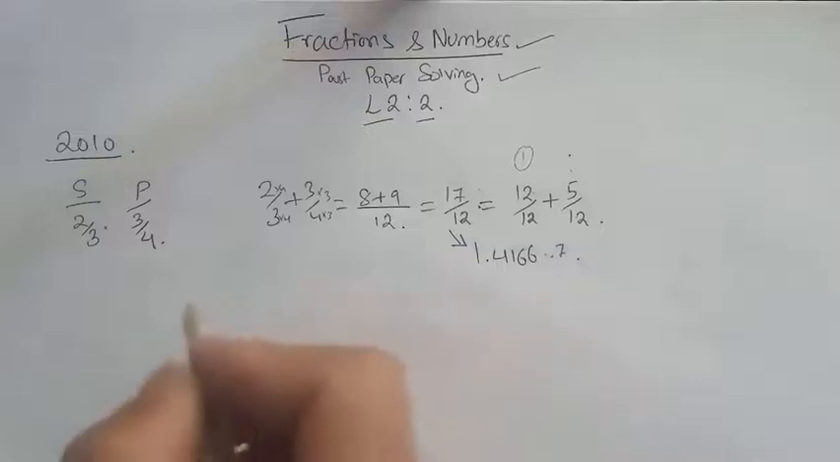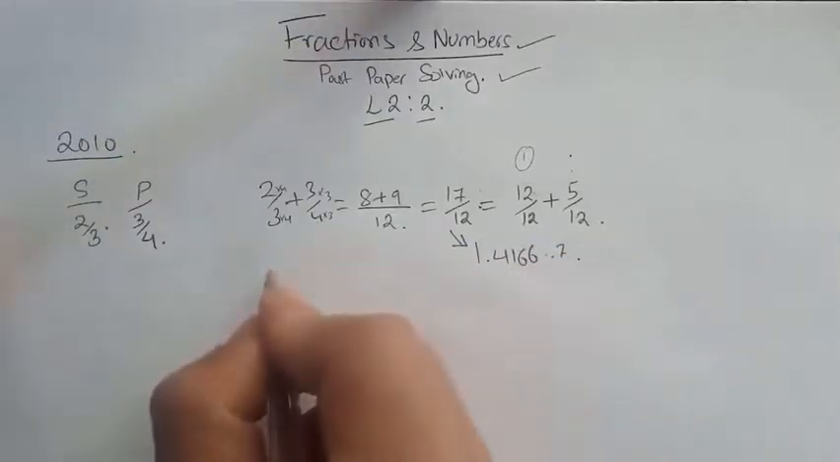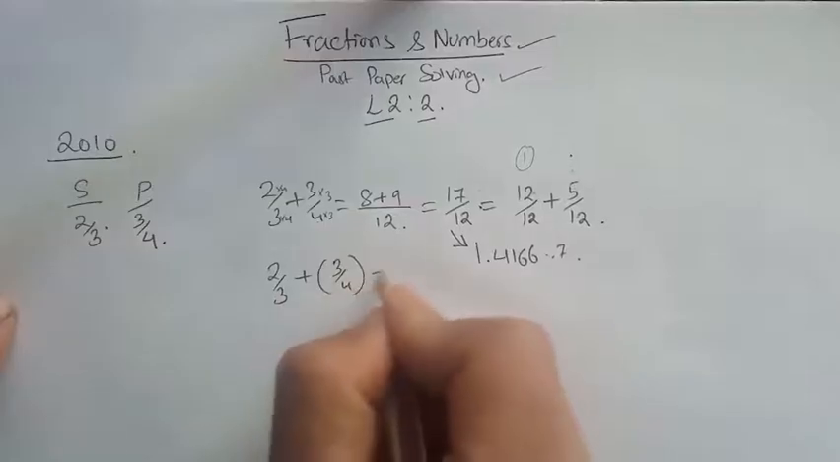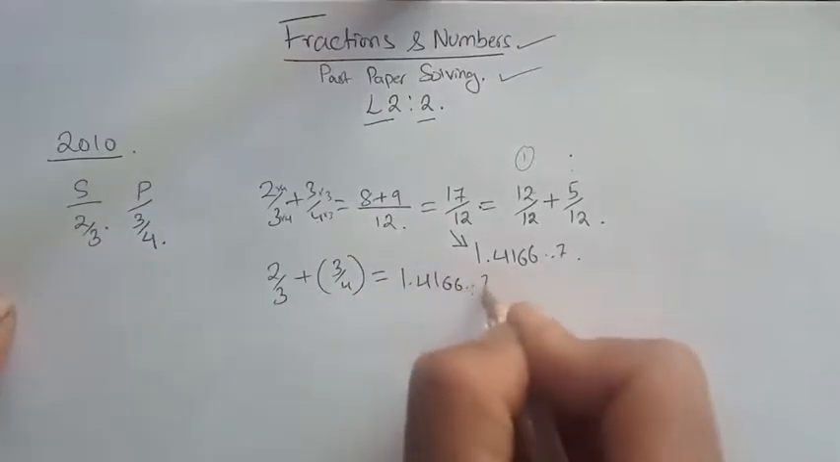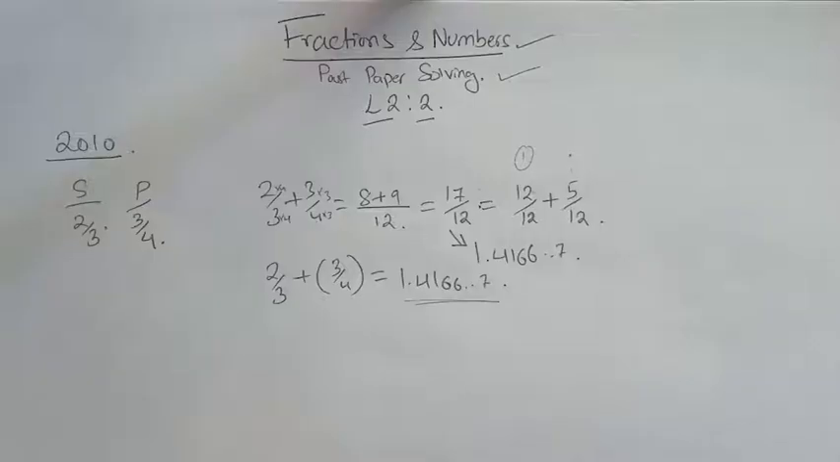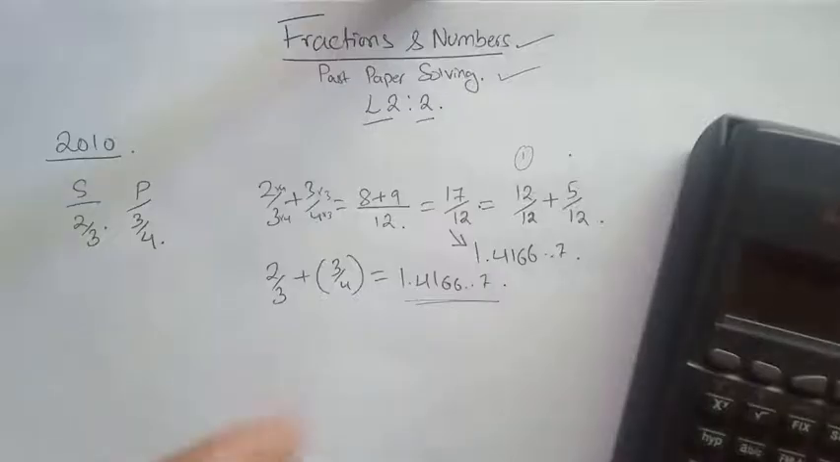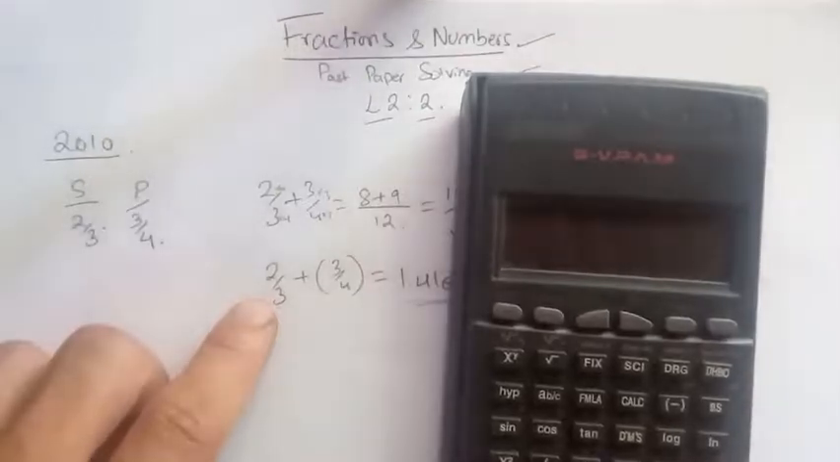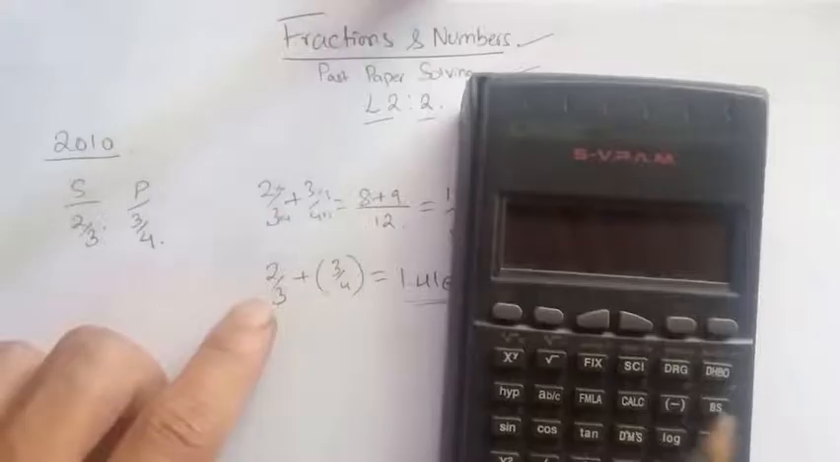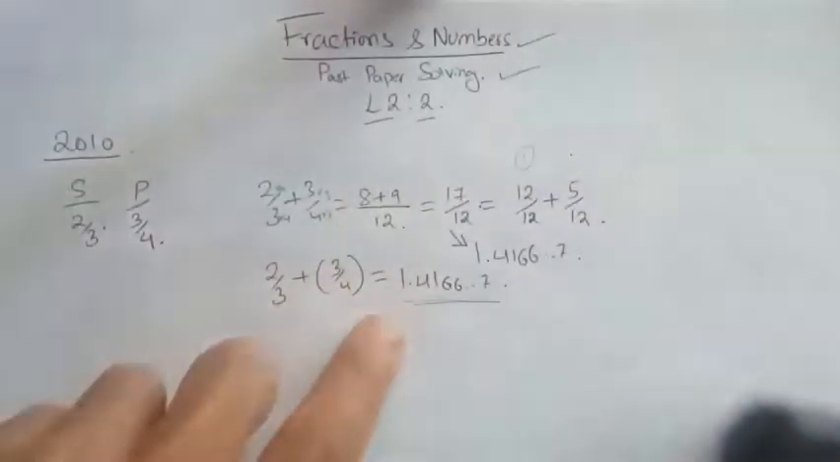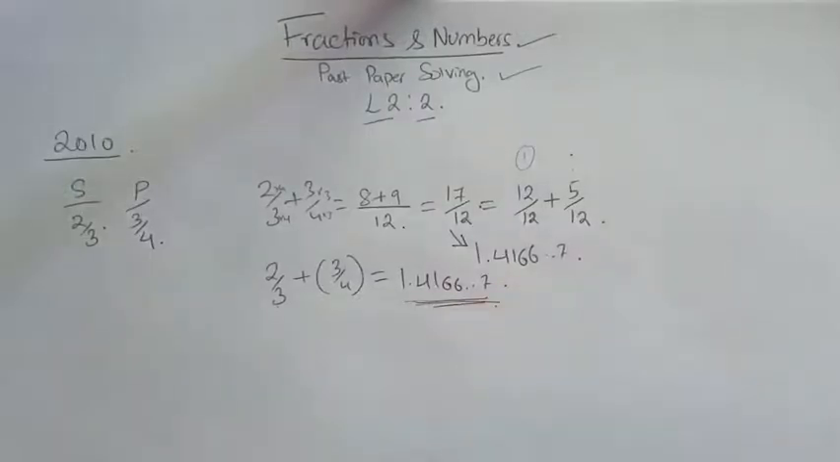The other way is to type directly into the calculator: 2 by 3 plus, in brackets, 3 by 4, and you get the answer 1.41667. Usually without brackets you'll get the answer, but sometimes the formula calculation makes a mistake. So calculate 2 divided by 3 to get 0.6667, then plus, open bracket, 3 divided by 4, close bracket, equal to. You will get 1.416667, so the answer is simple without mistakes.